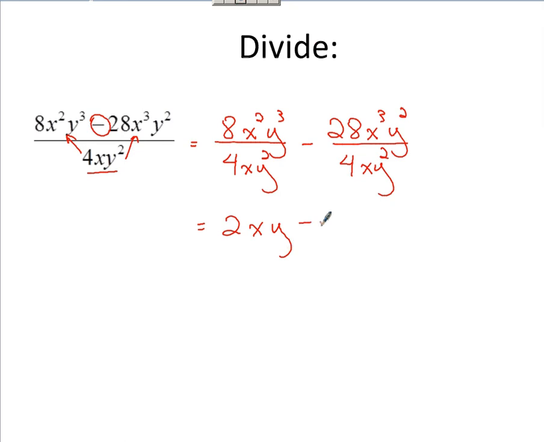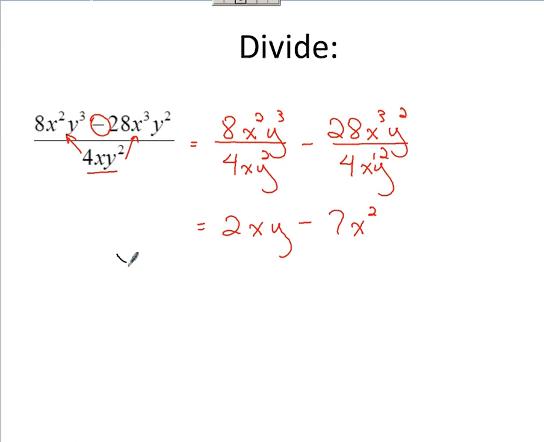Minus 28 divided by 4, 7. Got x to the third over x to the first, subtract exponents, get x to the second. Got y to the second divided by y to the second, cancels out, right? It's y to the 0, it's 1. So there's my answer. That's one way to do this.